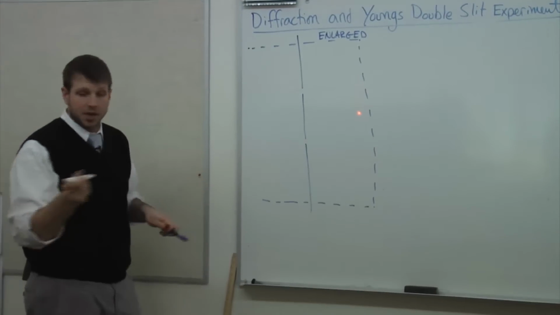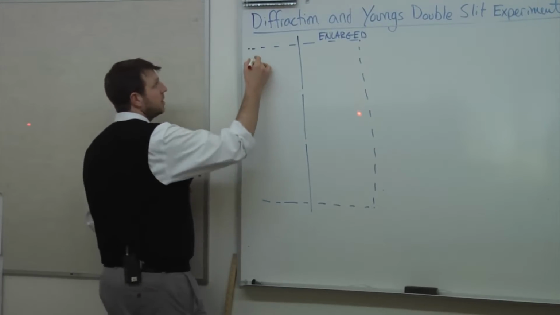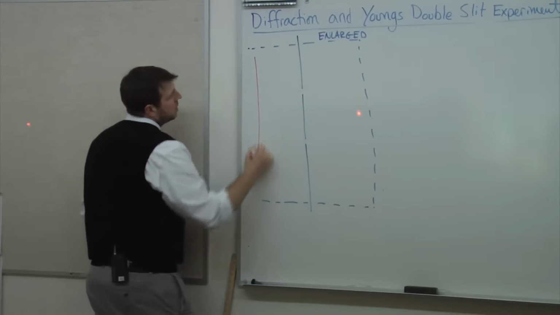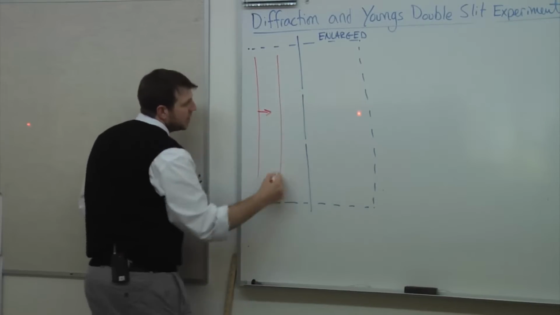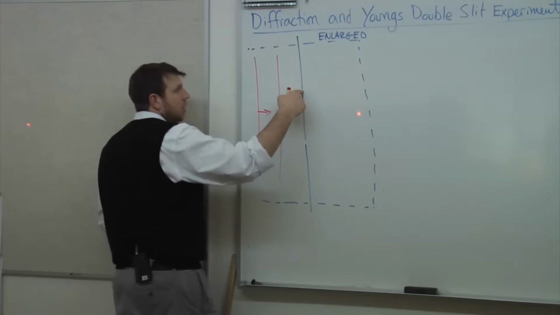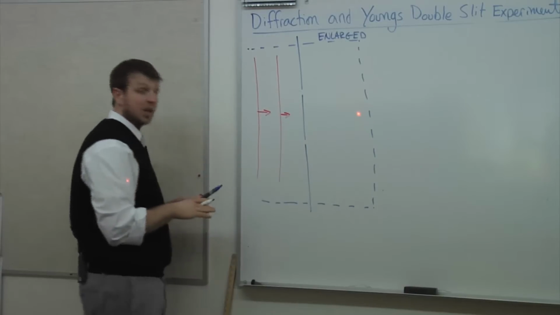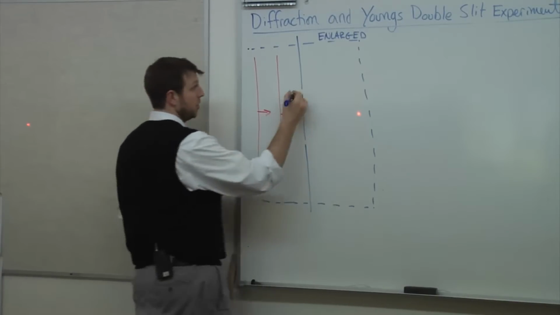Let's say I'm shining a laser, some red light at it. And let's say this is the laser wavefront. And let's say the wavefronts are evenly striking this slit and this slit. And let's say we could actually measure the distance between the two.